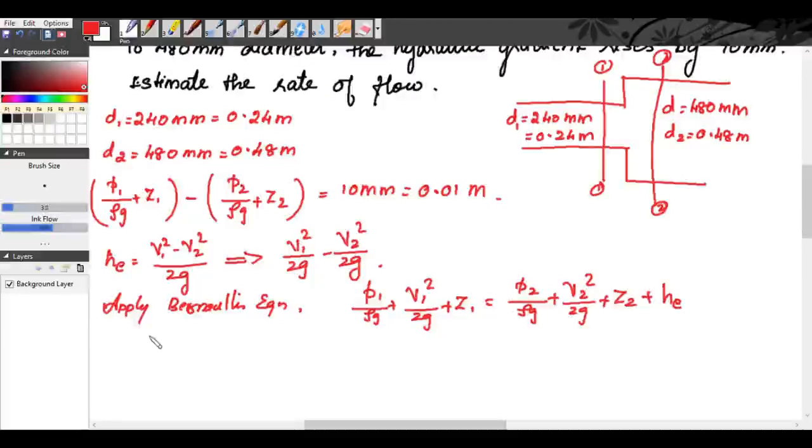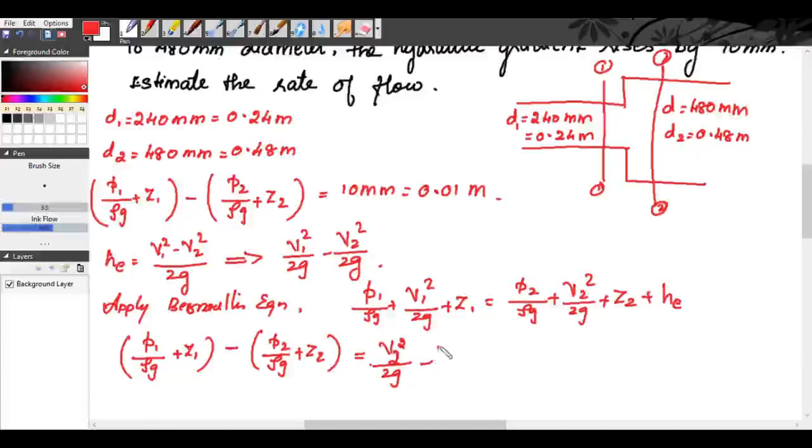Now we can rearrange this. We get P1 by rho G plus Z1 minus P2 by rho G plus Z2 is equal to V2 square by 2G minus V1 square by 2G plus He.